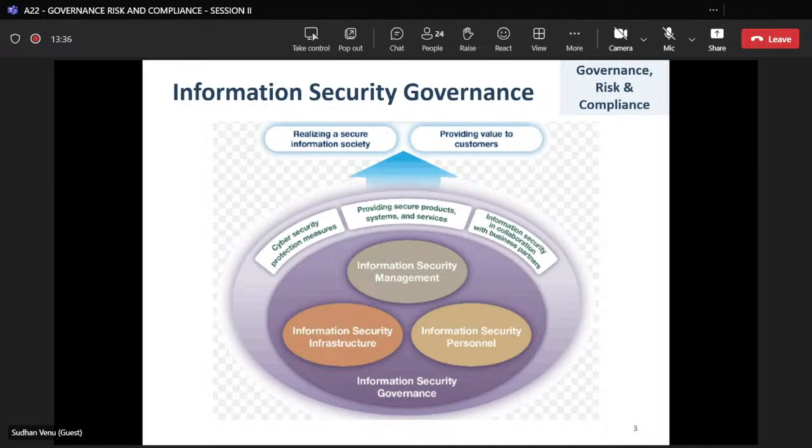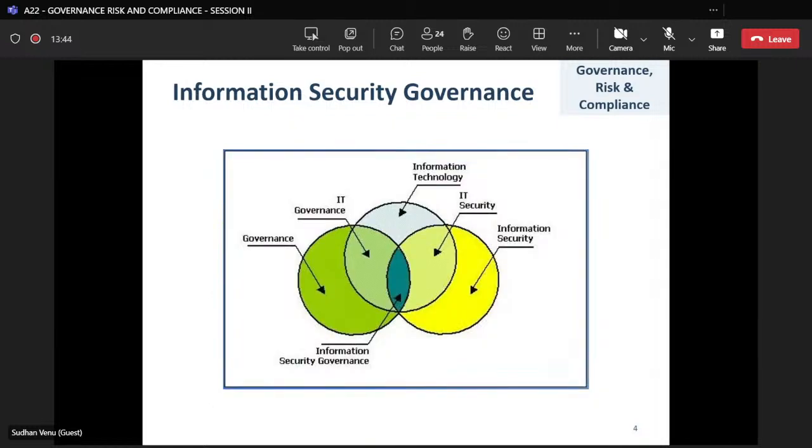So this is the overview and pictorial representation of information security governance. It is a diagram to explain what is involved in information security governance, and how governance is classified in terms of IT governance, information technology, IT security, and information security. So we have three things: one is governance, one is information security, and the other is information technology. According to those three things, this is how they are involved in governance.